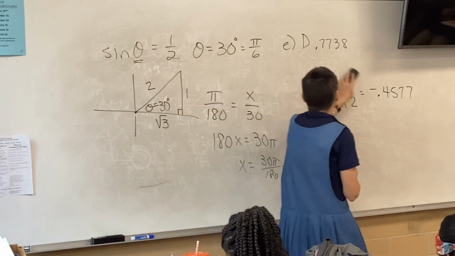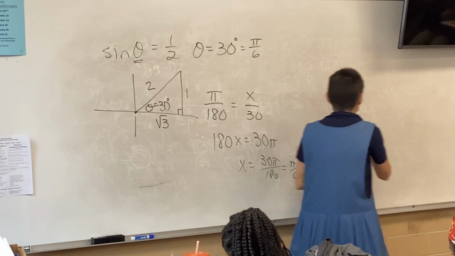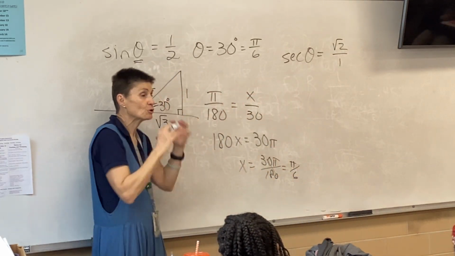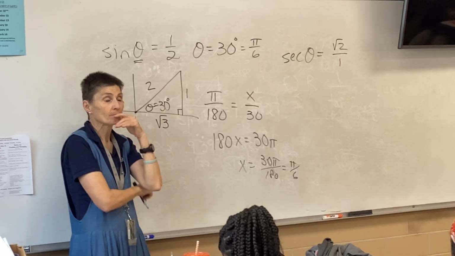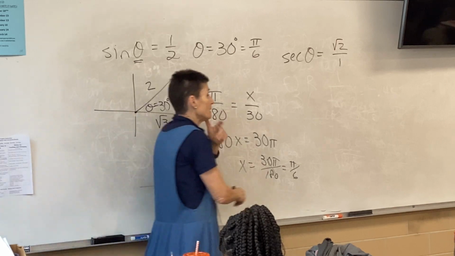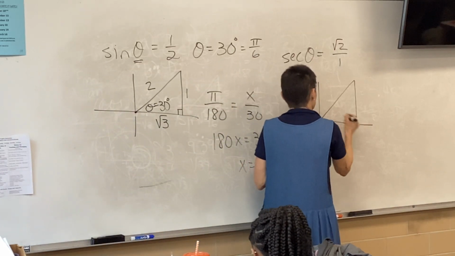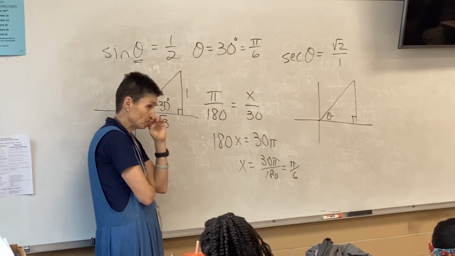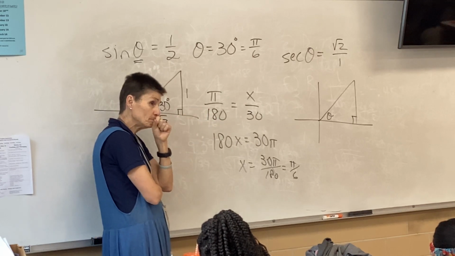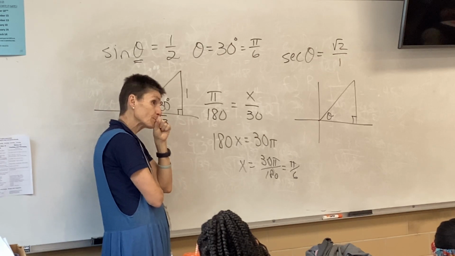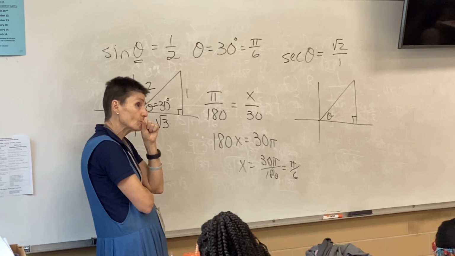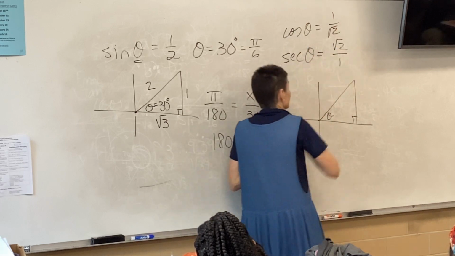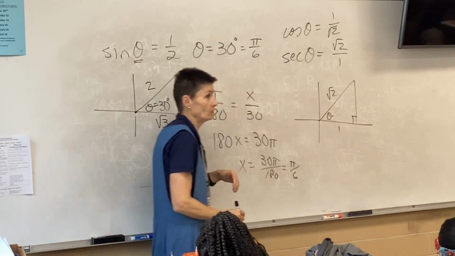Secant is root 2. Now, all the trigonometric functions are fractions, so I will always turn my number into a fraction. Say secant is root 2 over 1. So here's my picture. Here's my angle. Now somewhere in that triangle is going to go a root 2 and a 1. What are your thoughts on that? Jake? Secant is the reciprocal of cosine? It is. So it's 1 over root 2, and that's adjacent over hypotenuse. Beautiful.